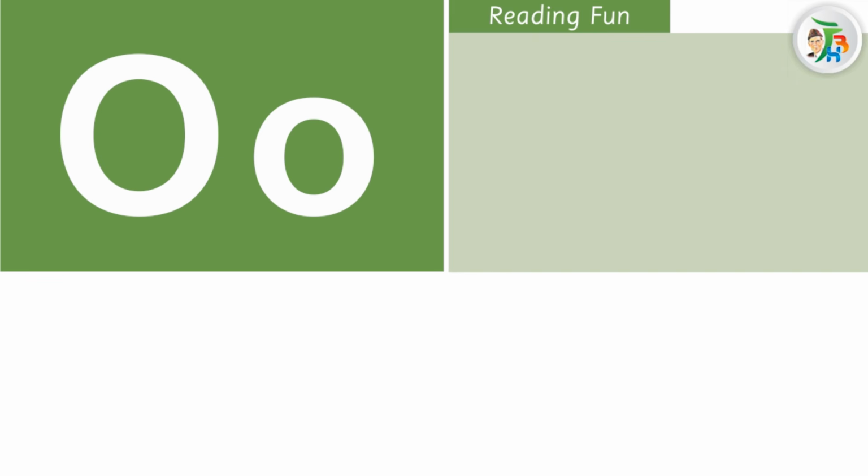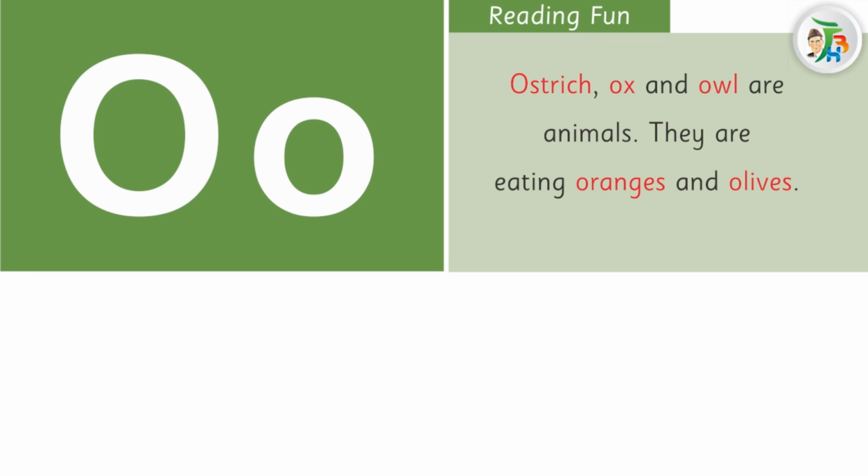Reading fun. Now let's read a short story together. Ostrich, ox and owl are animals. They are eating oranges and olives.